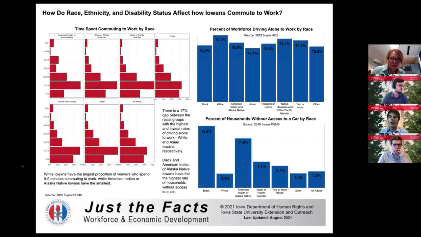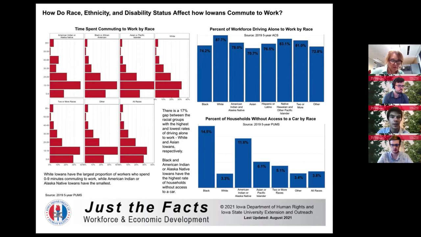So the next poster covers another broad category of work that we felt was important to consider: commuting. This was a poster that I worked on and am very interested in, because even though commuting is not necessarily a part of work itself, access to adequate transportation can be a very significant barrier to full participation in the workplace.